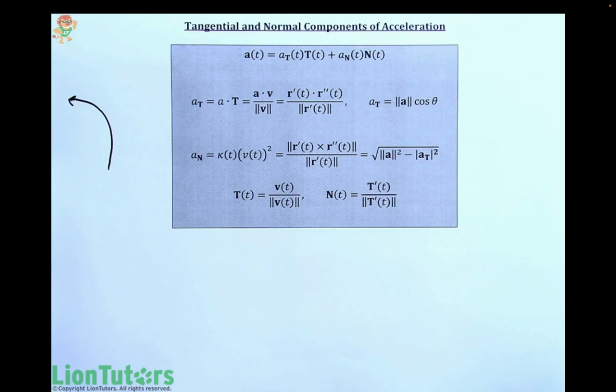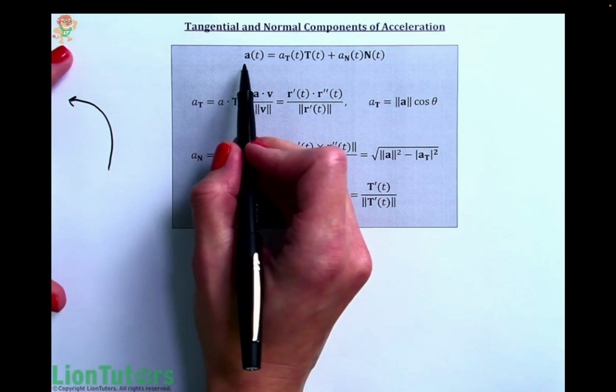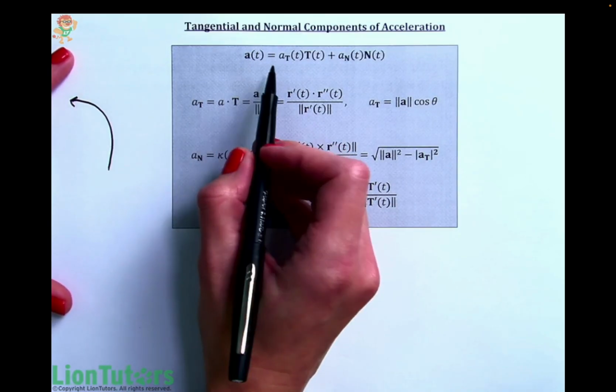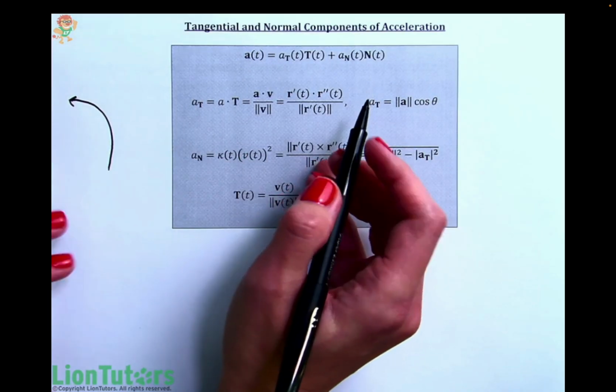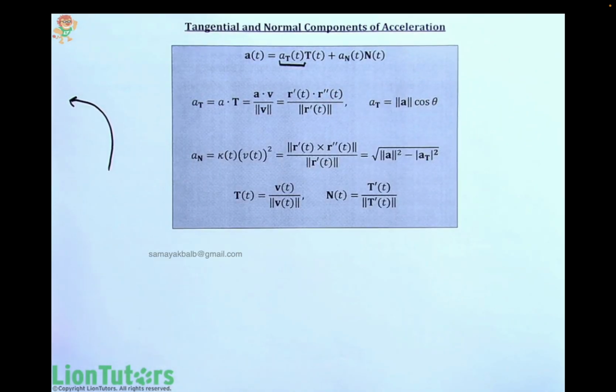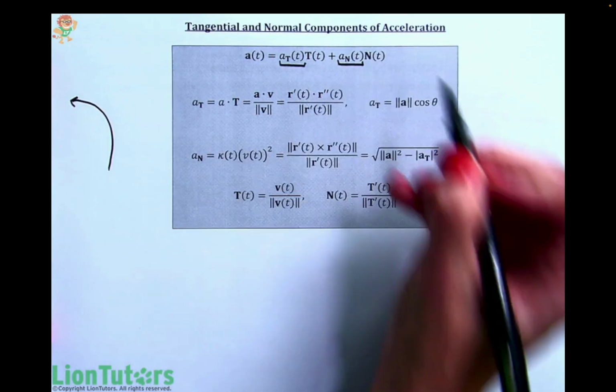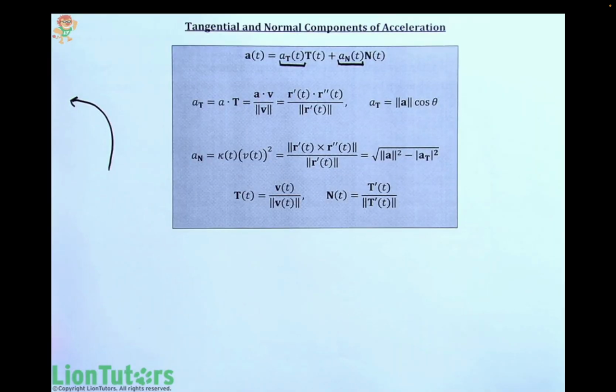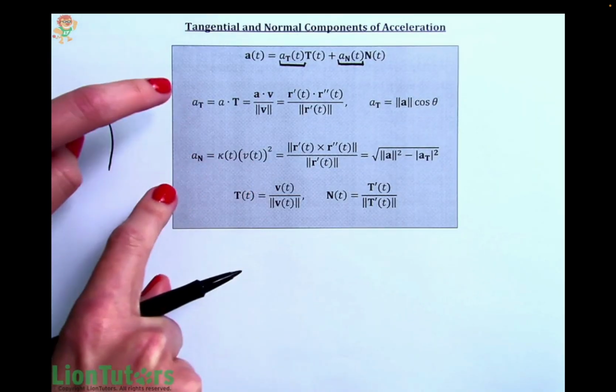It kind of gives you a little bit more insight into how your speed is changing or how the direction of velocity is changing. So basically, any acceleration vector can be broken up into the tangential component and the normal component. This part right here is called your tangential component of acceleration. This part right here is called your normal component of acceleration, and we have formulas for each of those things.